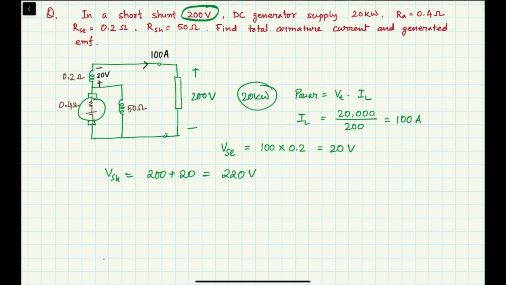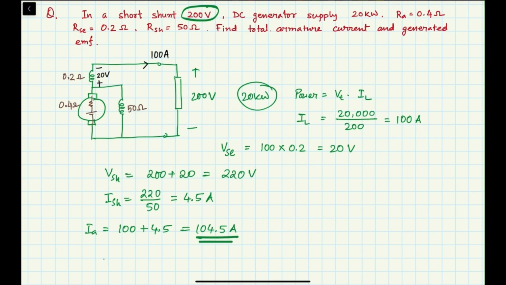Now we can find the current through the shunt winding. ISH will be 220 by 50, so that will be 4.4 ampere. Now we can find the armature current. Since both the shunt current and the load current are coming out from the armature, the armature current will be the sum of both the currents. So that will be 100 plus 4.4, that is 104.4 amps. So this is one answer.